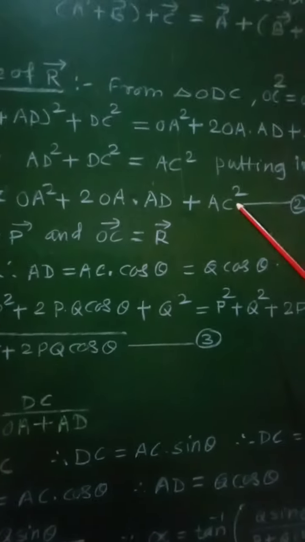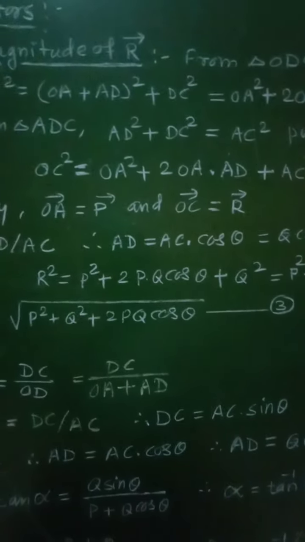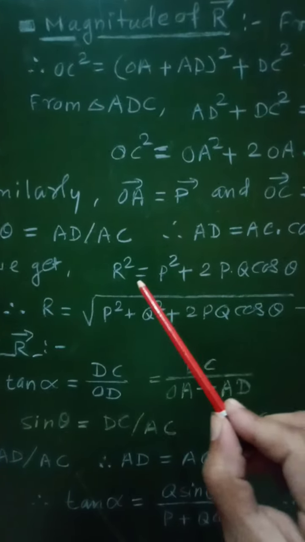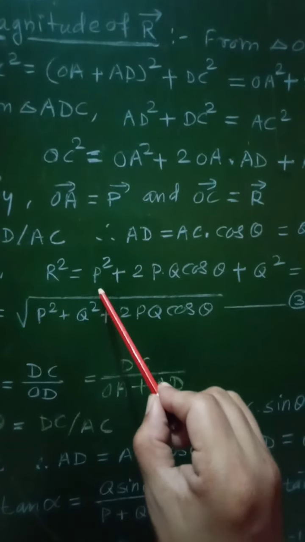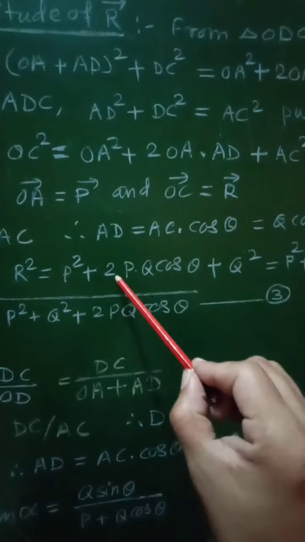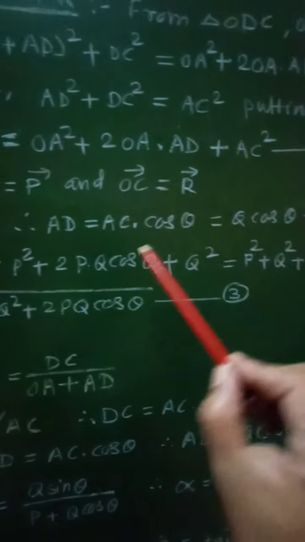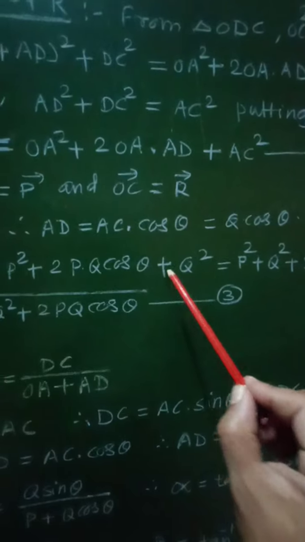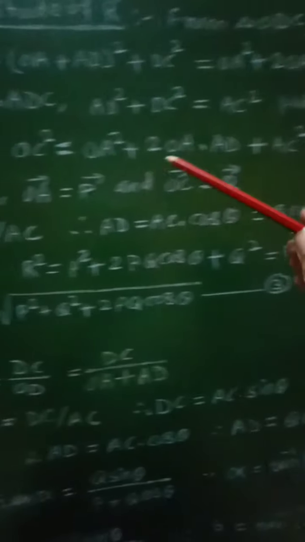Now putting these values, that is OA, AD, AC, OC, in equation 2, we will get R square, that is OC square, equal to P square, as P is nothing but OA, plus 2 into OA, which is again P, and the value of AD is Q cos theta, so into Q cos theta, plus Q square, as the value of AC is nothing but Q, and therefore we will get Q square.